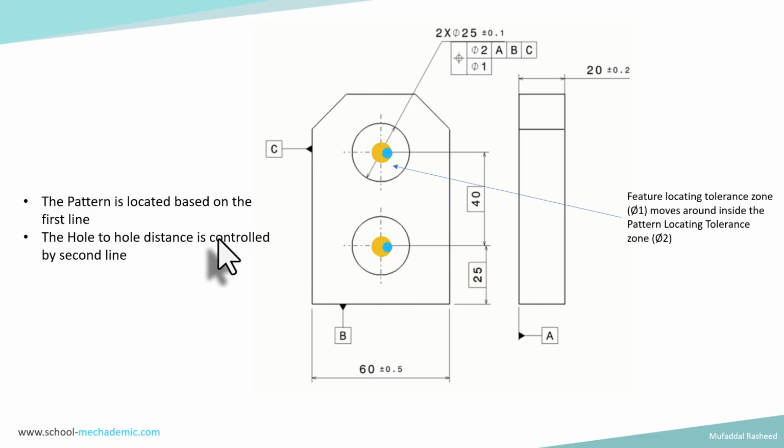So this is a very, very important concept to learn in composite position control. The main reason why composite position control is used is because of this feature, that we are able to control in a more refined way the distance between the two holes, the relative distance between the two holes.